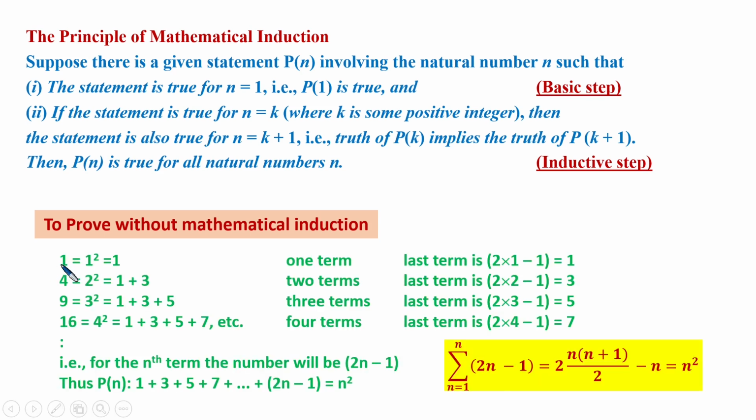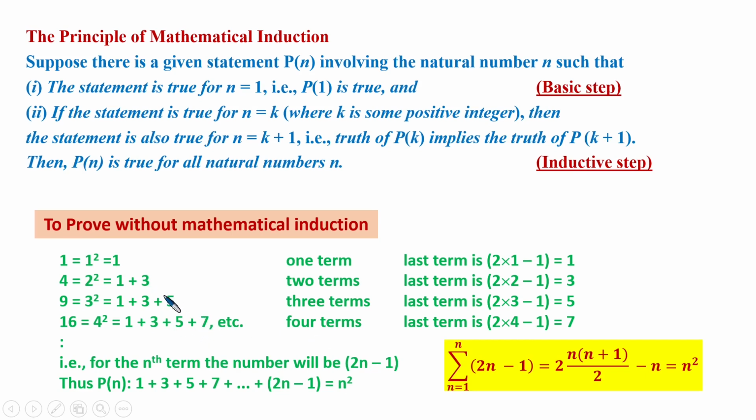So here I have written 1 equal to 1 square equal to 1, and 4 equal to 2 square, that is 1 plus 3. 9 is 3 square, that is 1 plus 3 plus 5, that is 5 plus 3, 8 plus 1, 9. So here you see there is a pattern, that is, for the nth term the number will be 2n minus 1. So here how many terms do you have? 4 terms. So 2 into 4 is 8, minus 1, the last term will be 7.